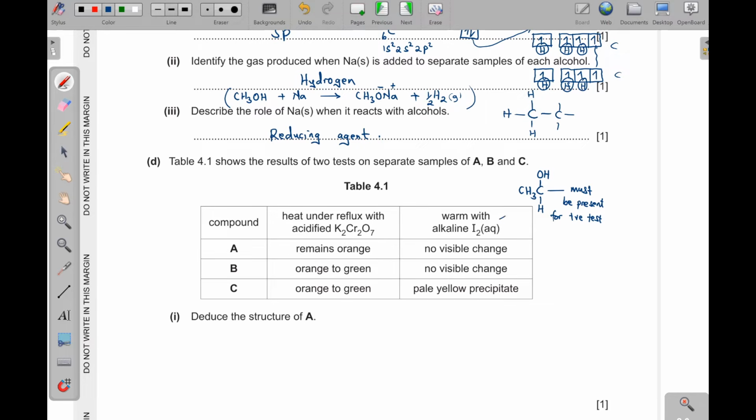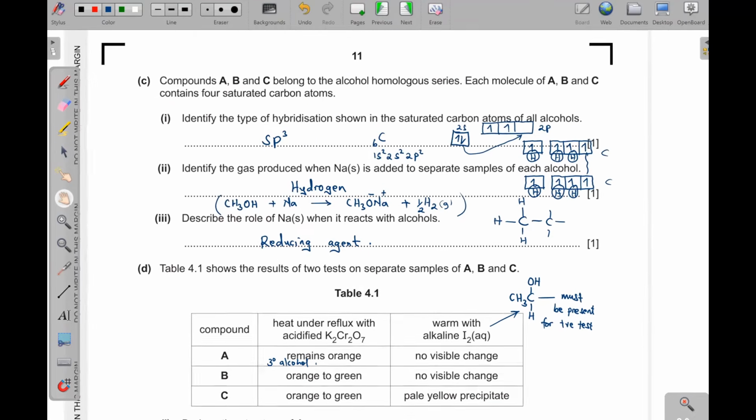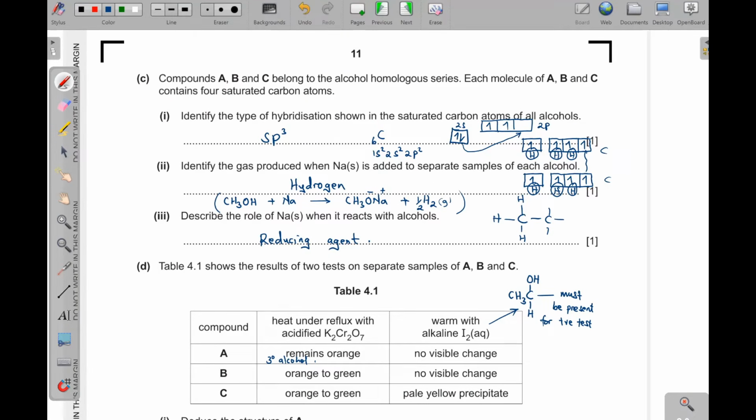For a positive test with alkaline iodine, now, if it remains orange, then we have to say that this is a tertiary alcohol, because for them, they never get oxidized. Are we there? So that means here, how many carbons do we see? They said that these ones have 4 saturated carbon atoms.